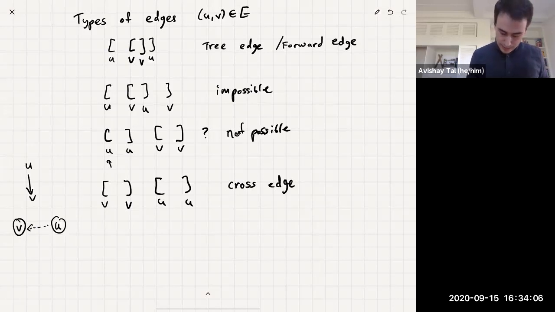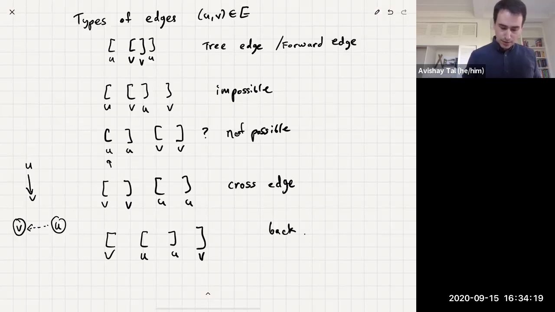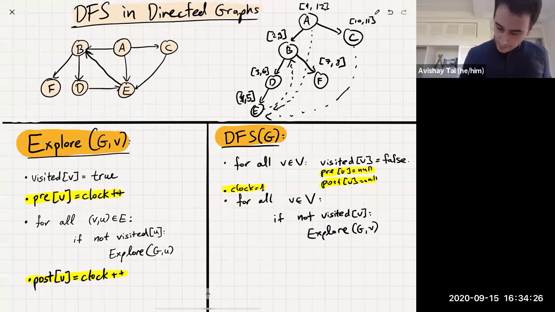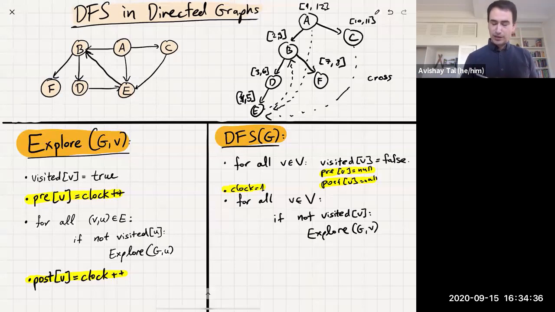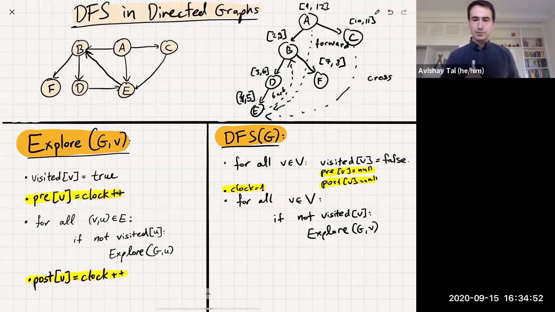Okay, and the last one is the possibility which is similar to the tree edge, but it's backwards. And this would be a back edge. Okay, so now I just want to look again on this example. So this would be a cross edge, right? Because it goes from C to E. C and E are not ancestors of one another. This edge from A to E is a forward edge. And this edge from E to B is a back edge. Okay, and all these relations can be figured out just by the pre and post numbers.